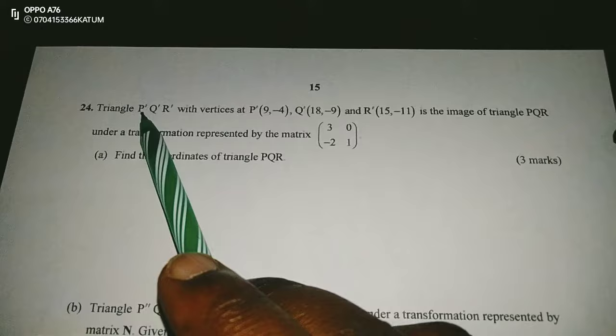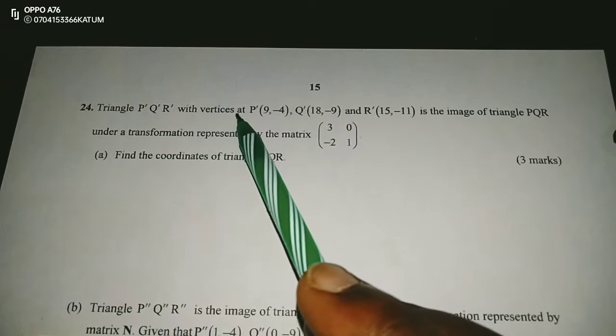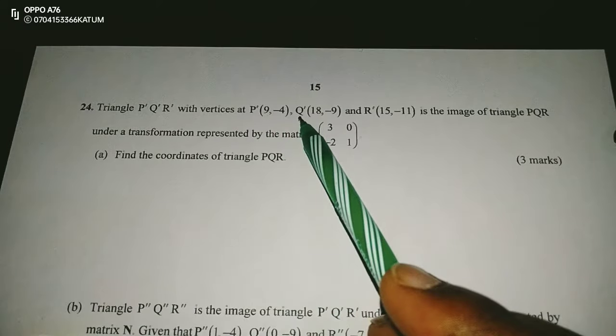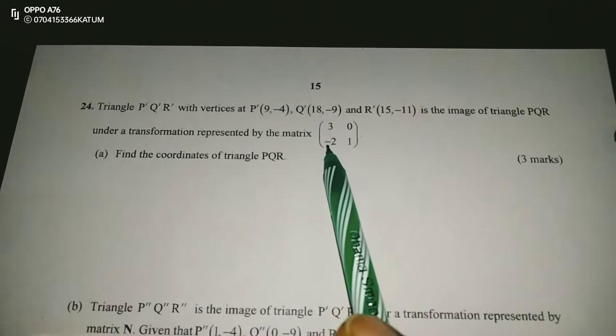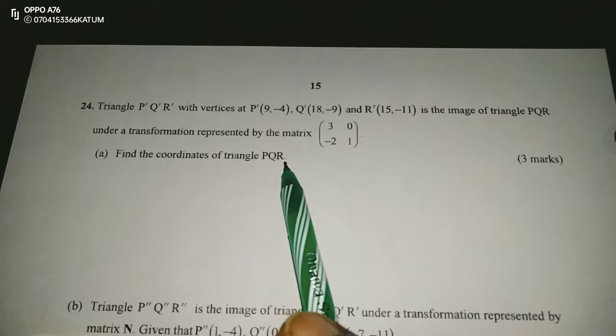We're going to discuss matrices and transformations. Number 24. We are told that a triangle P'Q'R' with vertices at P'(9, -4), Q'(18, -9), and R'(15, -11) is the image of the triangle PQR under a transformation represented by the matrix [3, 0; -2, 1]. Find the coordinates of triangle PQR.